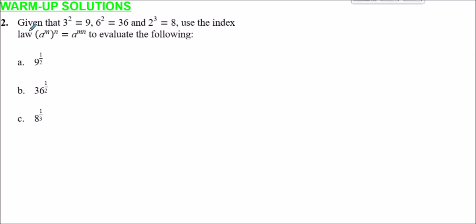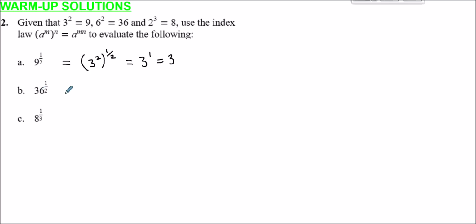Question 2. So using the multiplication law of indices, power of a power, given that 3 squared equals 9, 6 squared is 36, and 2 cubed is 8, use the index law to evaluate the following. So 9 to the half, what we can do now, using this result here, is rewrite 9 as 3 squared. And so 9 to the half is the same as 3 squared to the half. But we can now use the power of a power law and multiply these two powers together. 2 times a half is just 1. So this is the same as 3 to the power 1, which is obviously just 3. So 9 to the half is 3, as is the square root of 9, which is 3.